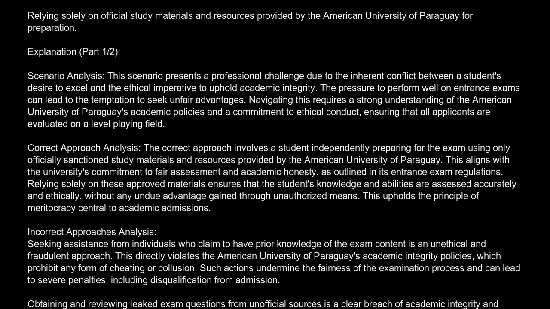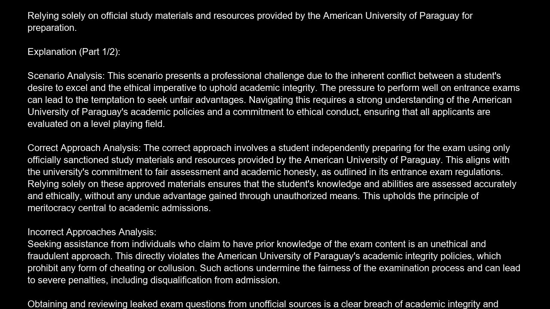The pressure to perform well on entrance exams can lead to the temptation to seek unfair advantages. Navigating this requires a strong understanding of the American University of Paraguay's academic policies and a commitment to ethical conduct, ensuring that all applicants are evaluated on a level playing field.